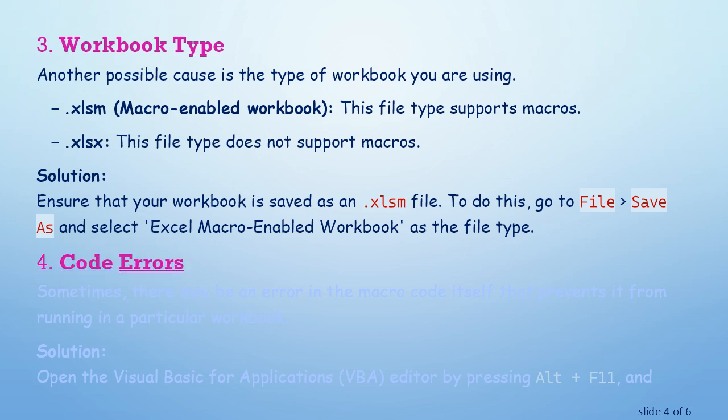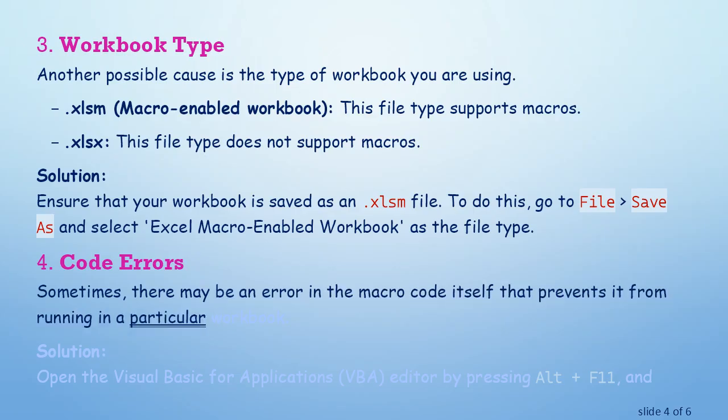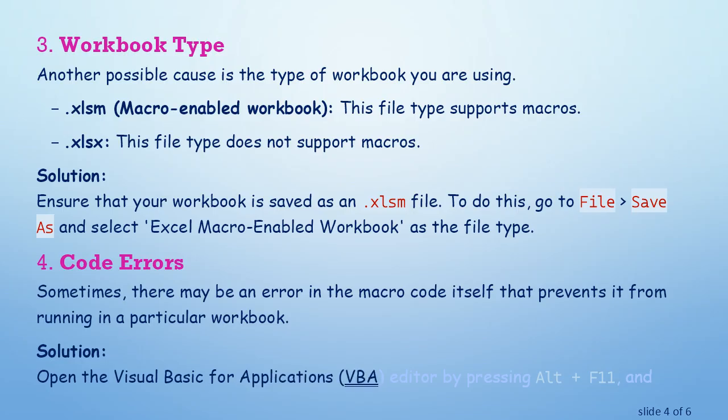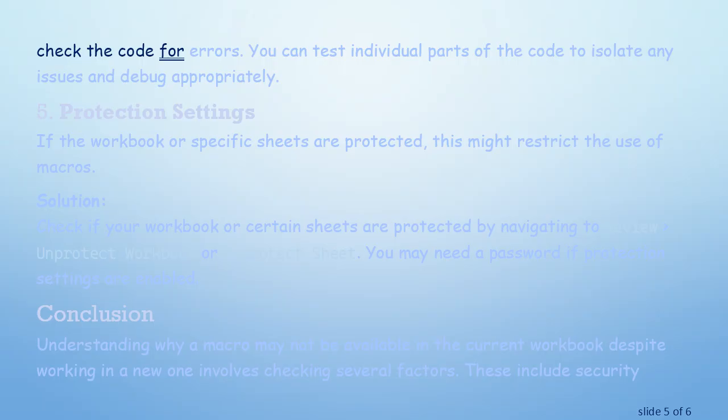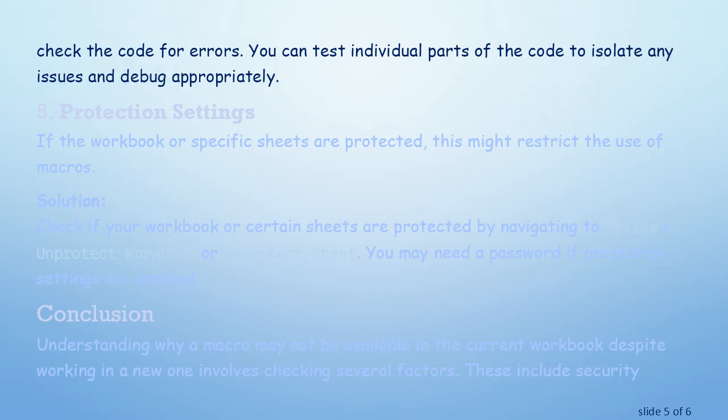4. Code errors. Sometimes, there may be an error in the macro code itself that prevents it from running in a particular workbook. Solution: Open the Visual Basic for Applications (VBA) editor by pressing Alt+F11 and check the code for errors. You can test individual parts of the code to isolate any issues and debug appropriately.